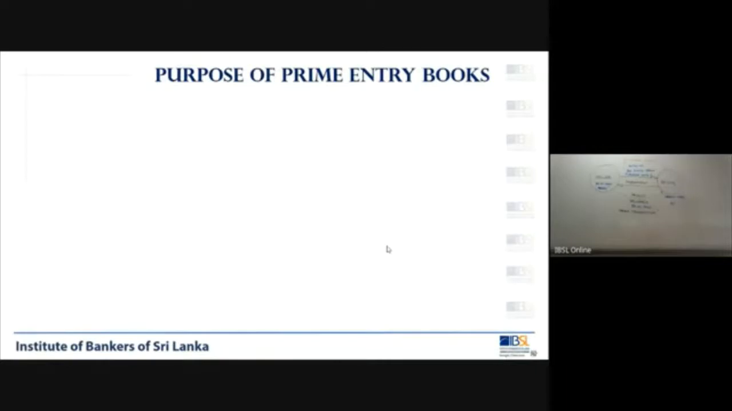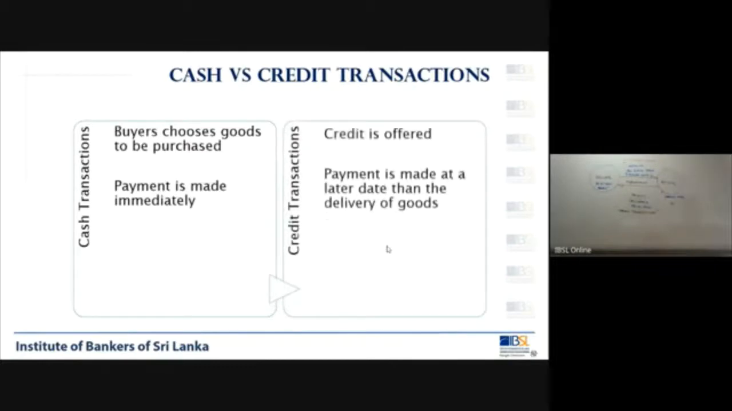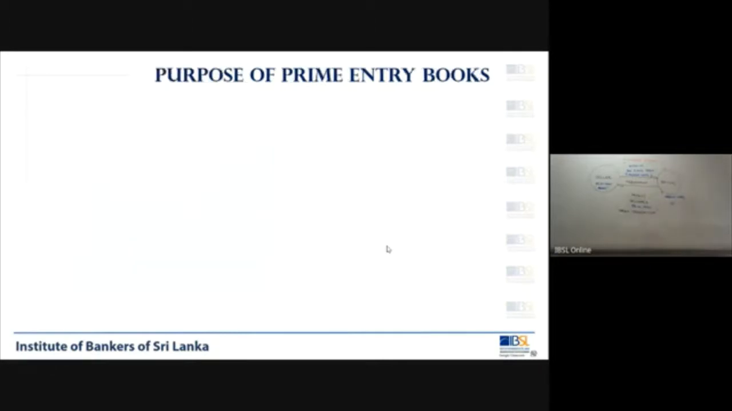So let's look at the purpose of the prime entry books. The purpose of the prime entry books, right? So with the backdrop of a cash versus credit transaction, we are now going to look at why the prime entry books are required. So prime entry books are the books that will be used to record all the T accounts of a business, all the T accounts, right? For any purpose, if you want to have an income or an expense or an asset or a liability or equity, whatever you may call it, it needs to go through an account. So we generally call this account a T account.